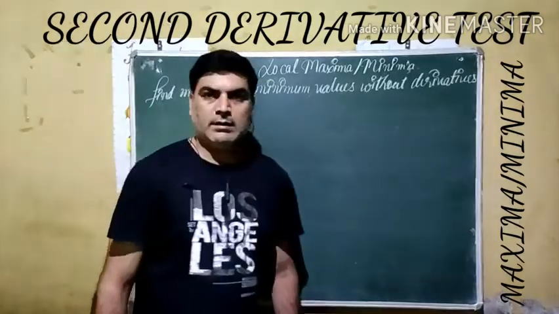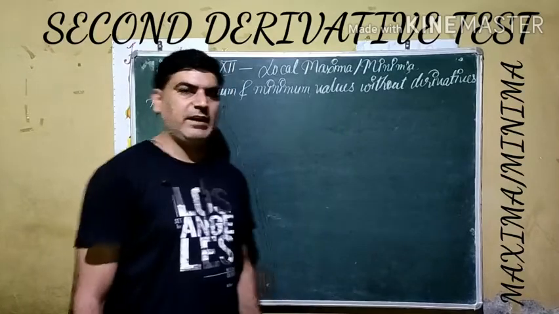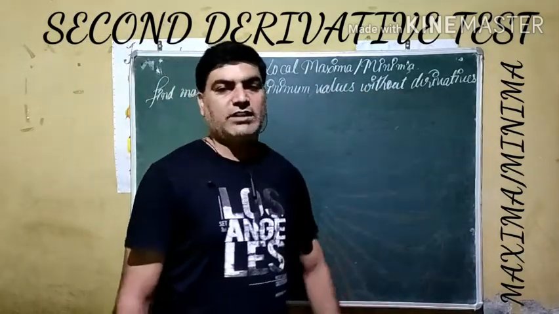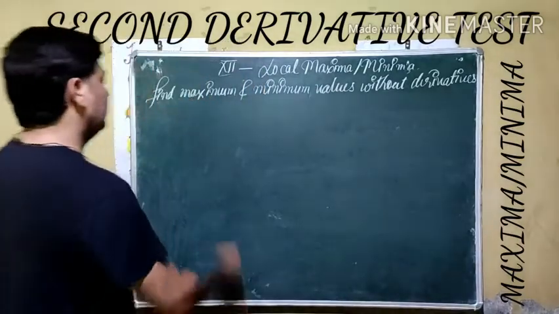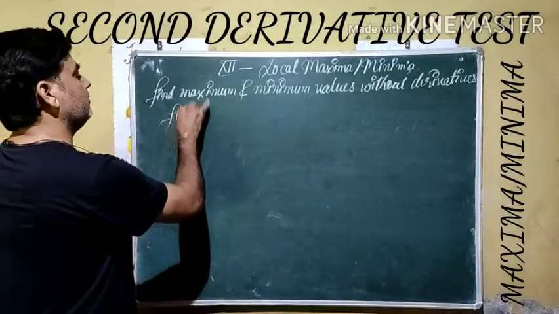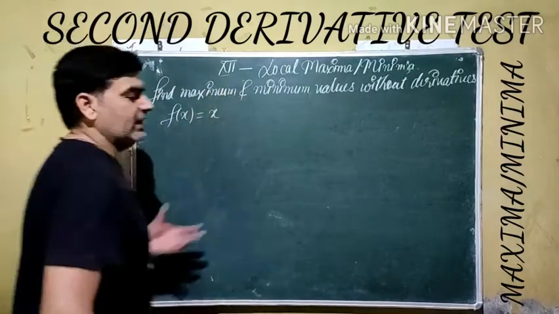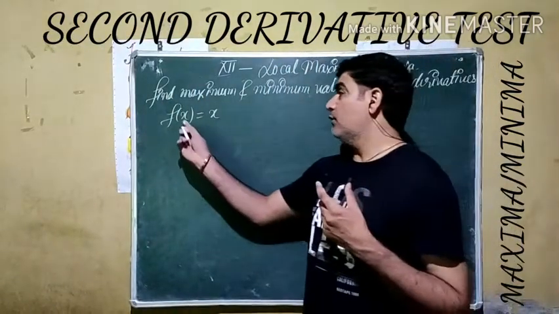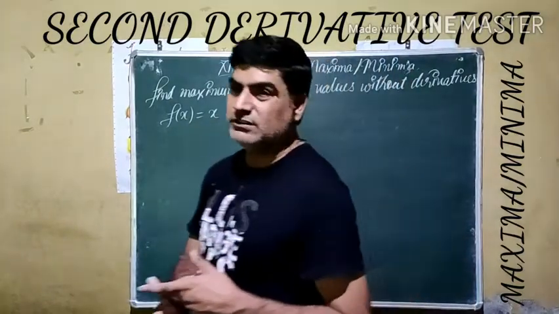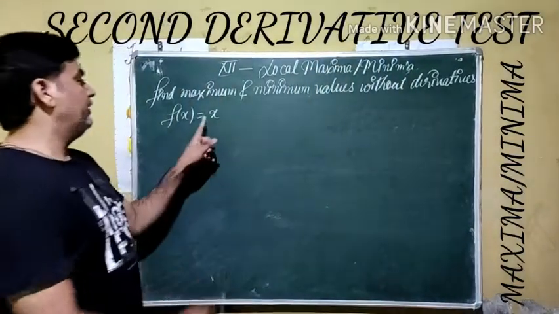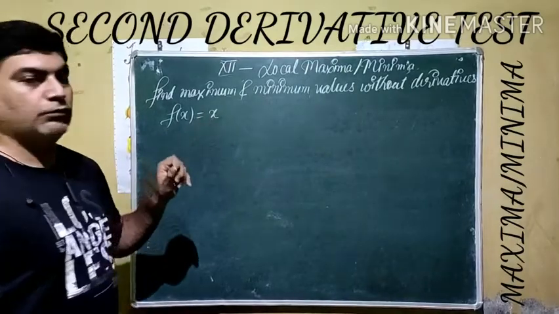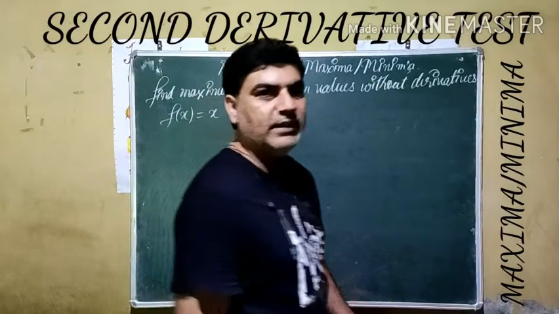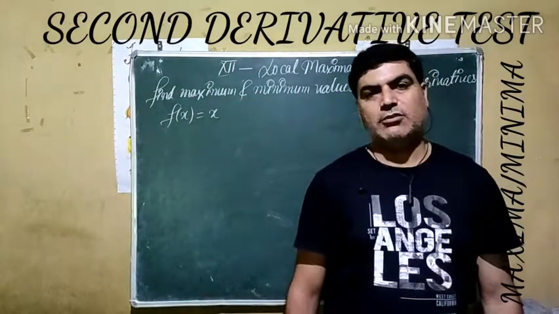Our last and final type of this topic is to find out the maximum or minimum value of a function without the use of derivative. For example, we are having the function given by only x. Can we tell about the maximum value and minimum value of this function? If we use the first derivative test, we cannot tell the maximum value. Why? Because if you apply the first derivative, the answer comes out 1. There is no critical point. So we cannot tell about the maximum and lowest value of this function.